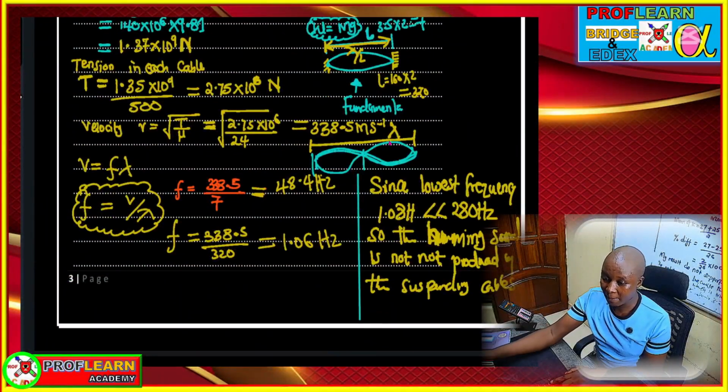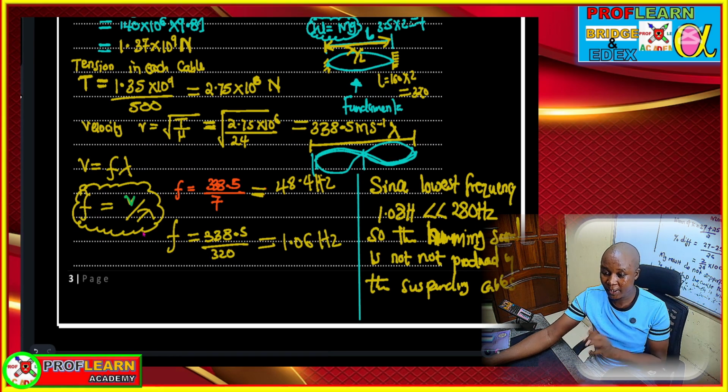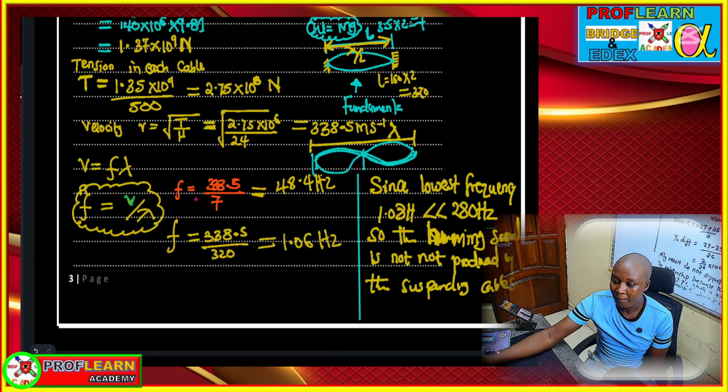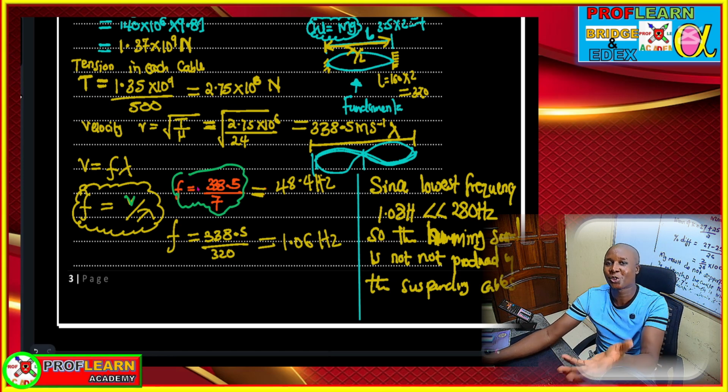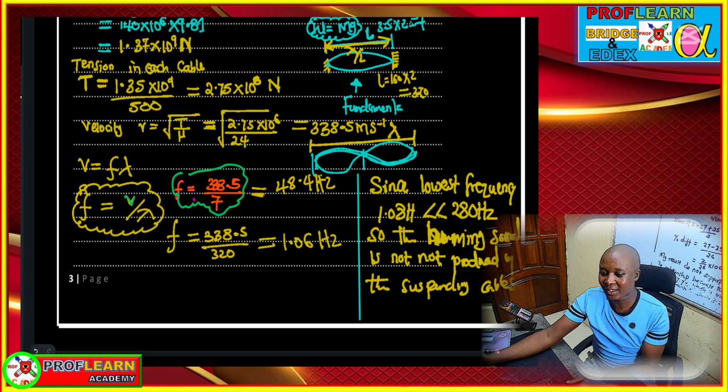So at this point, when we are working out V equals F lambda, F equals V over lambda, it means we are going to use our lambda. If you want the highest frequency, you'll use the shortest wavelength. So instead of 3.5, we are going to multiply 3.5 times 2 to get the wavelength, and if you apply it, you are going to get 48.4 hertz.